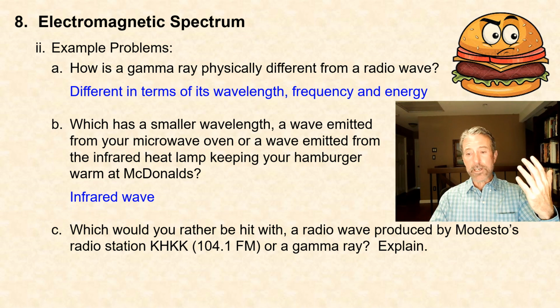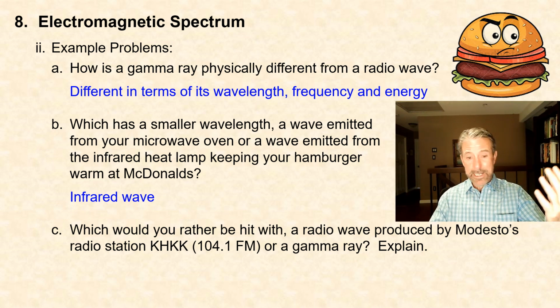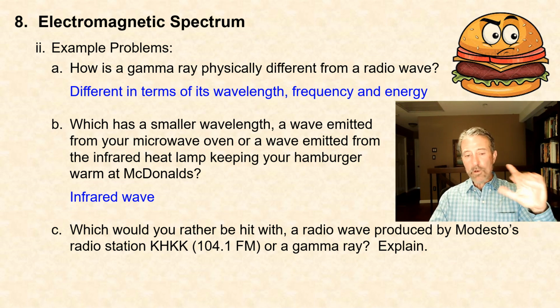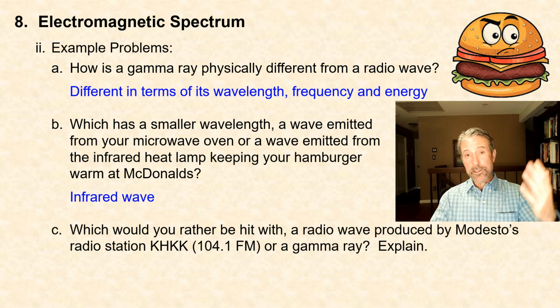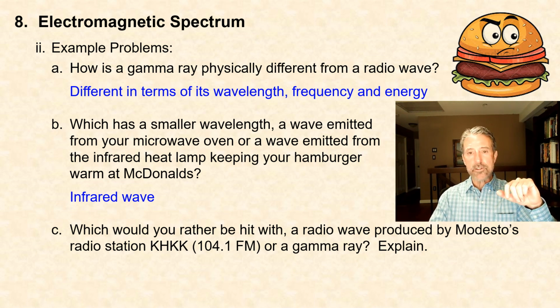In this last question here, we're asked, what would you rather be hit with? A radio wave produced by Modesto's radio station KHKK, that is 104.1 FM, the Hawk, or a gamma ray. Well, the 104.1 really refers to the frequency of that wave, a frequency of 104.1 megahertz. Once again, in order to answer this question, you need to look at the electromagnetic spectrum, and when you do so, you can see that radio waves are fairly low energy waves, whereas gamma rays on the other end of the spectrum are higher energy waves.